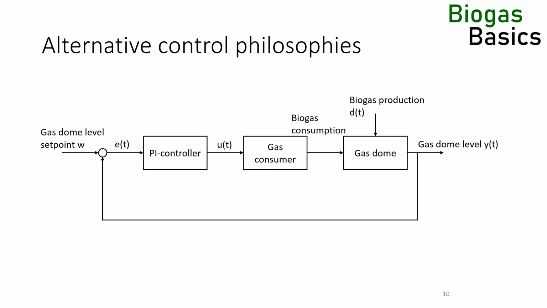In this arrangement, the gas dome will always be near its set point, and the biogas consumer will take up the average gas production. It is not possible to set the gas consumer to maximal capacity. If the biogas production meets or exceeds the maximum consumption capacity of the gas consumer, the system operates without feedback control, causing the controller to wind up. Generally, this control philosophy is not recommended.